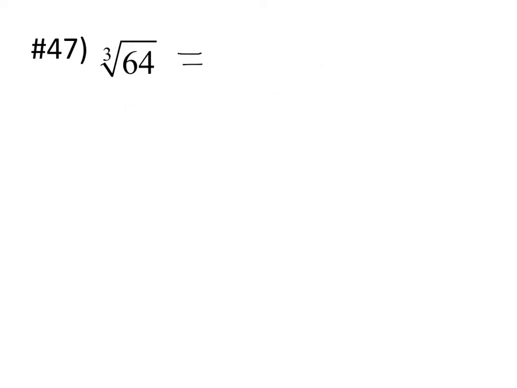Cube root of 64. Cube root of 64 is what times itself times itself gives you 64, which we know is 4. 4 times 4 is 16. 16 times 4 is 64.